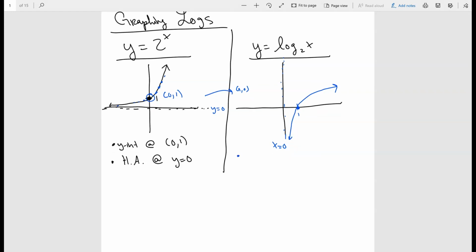Here you don't have a y-intercept; you have an x-intercept at (1, 0), and you have a vertical asymptote at x equals 0. So everything has been swapped. This is basically what the logarithm graph looks like.